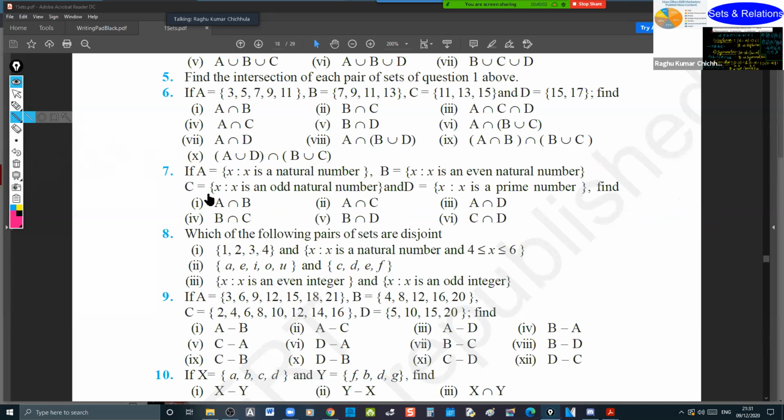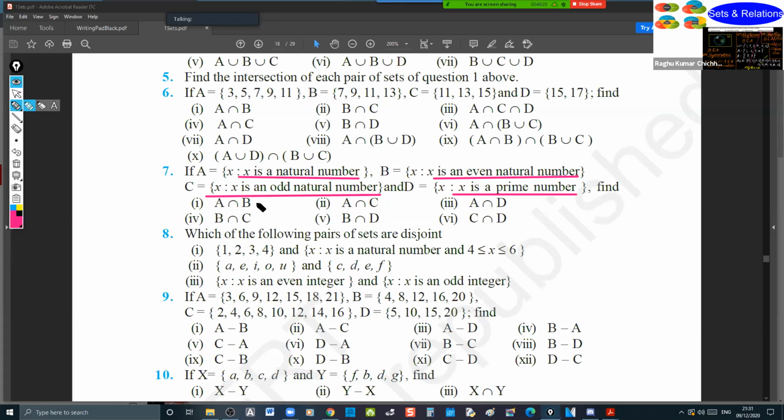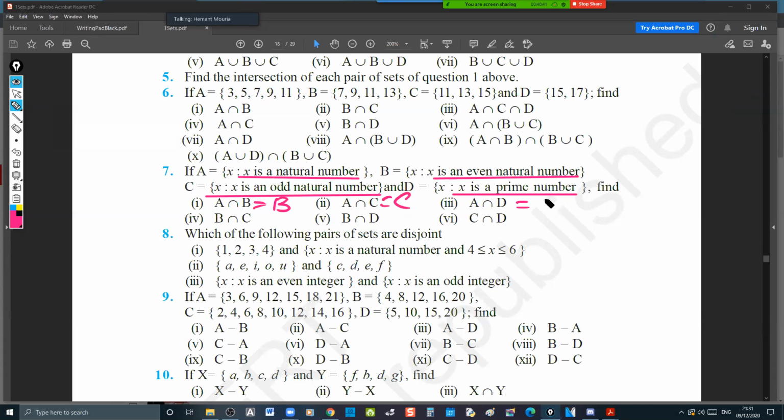Now let us understand C, please. A intersection B, just now he said it is B. Chaitanya, what is A intersection C? C. Repeat. C, Chaitanya. C, the odd natural numbers. Yes. What is A intersection D? D, sir. That's it. What is B intersection C?